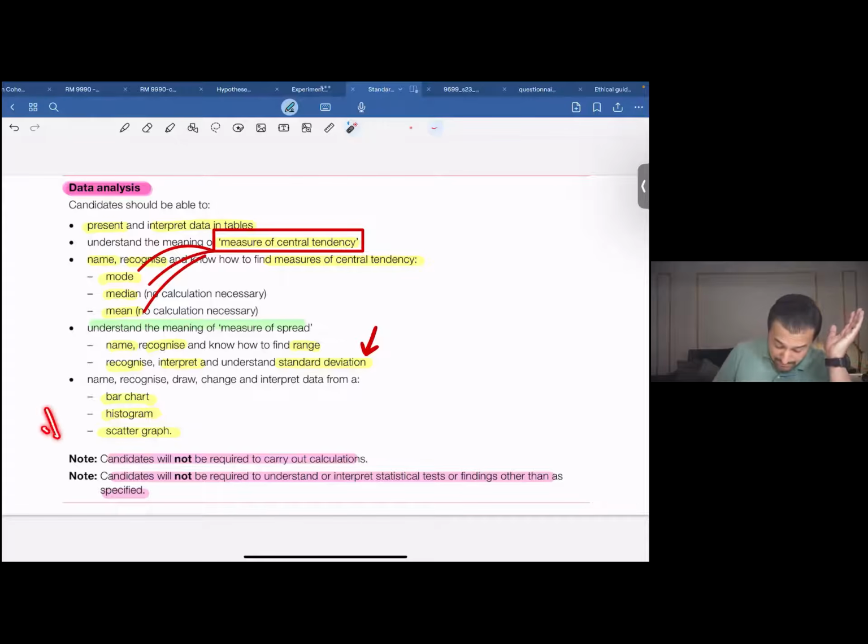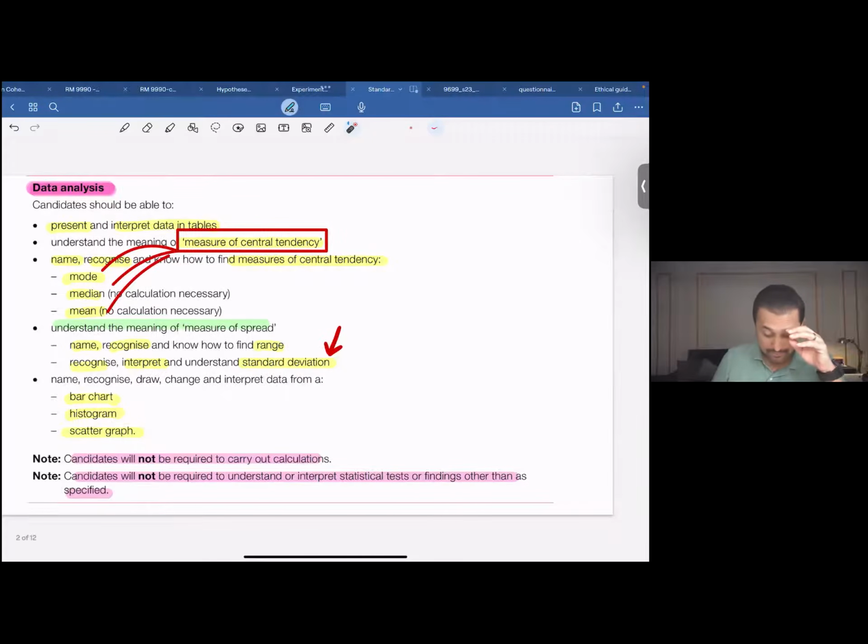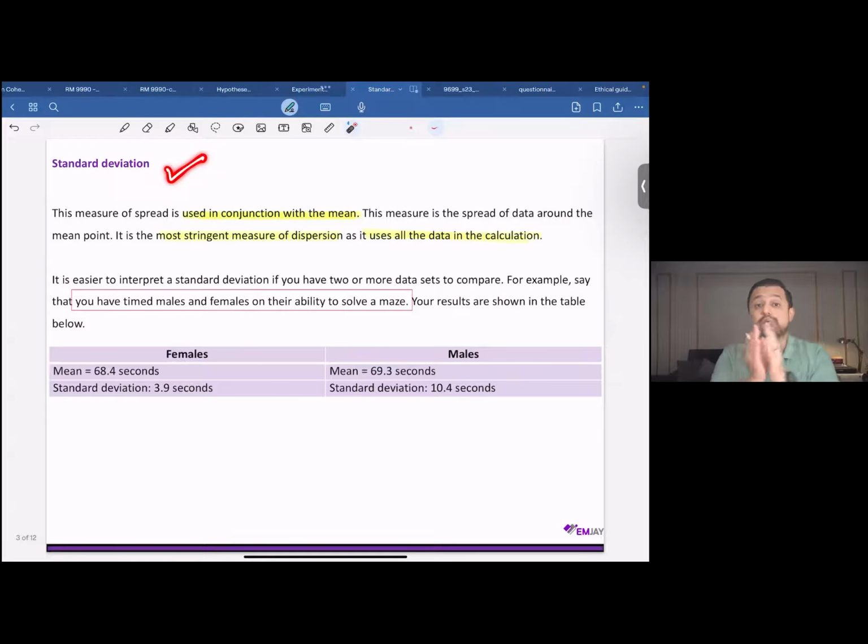Now, remember, candidates will not be required to carry out any calculations, no calculations whatsoever. Number two, candidates will not be required to understand or interpret statistical tests or findings other than as specified. So I think these 2 points especially would help you stay relaxed before you go sit for your paper. Now, to begin with, what is standard deviation?